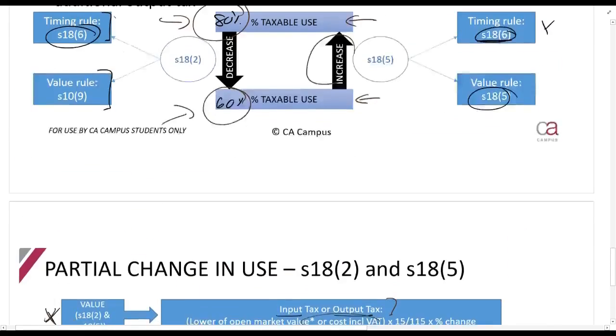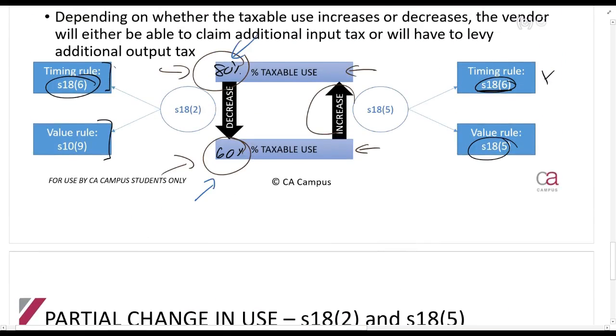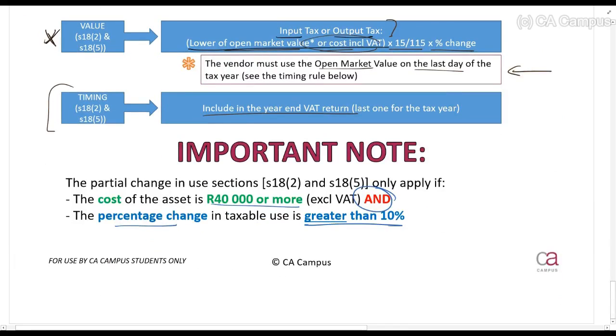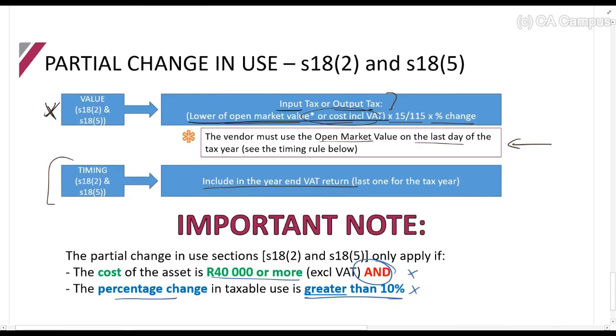Then important guys, this asset which we're looking at must cost 40,000 rands or more excluding VAT, and the percentage change, so that is this 60 to 80 or 80 to 60, must be more than 10%, so 11, 12, 13%. If the asset costs less than 40,000 and or it's 10% or less, then SARS basically says, listen, don't bother, don't do it. We're not going to worry about it. Okay, guys, that is a change in use.